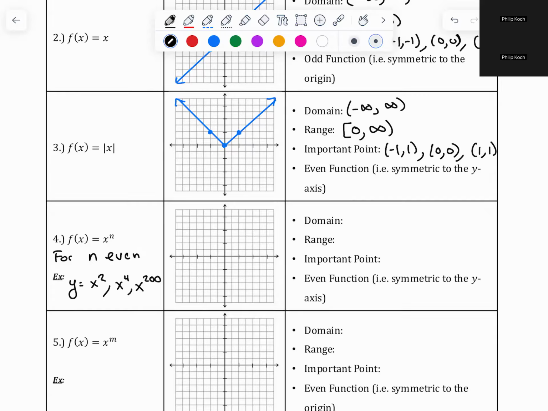They always have these 3 points. They have (-1, 1), (0, 0), and (1, 1), and they look like a U shape.